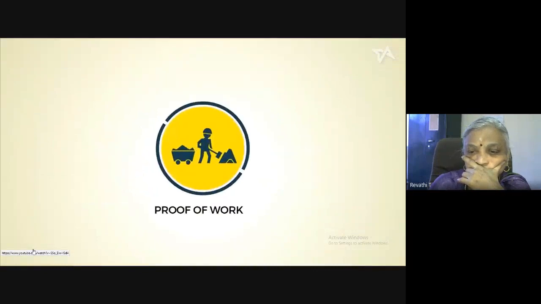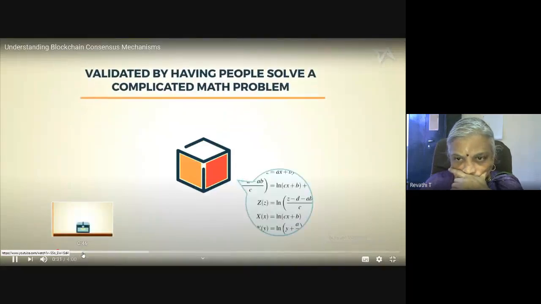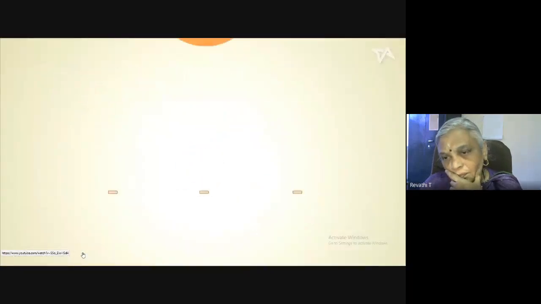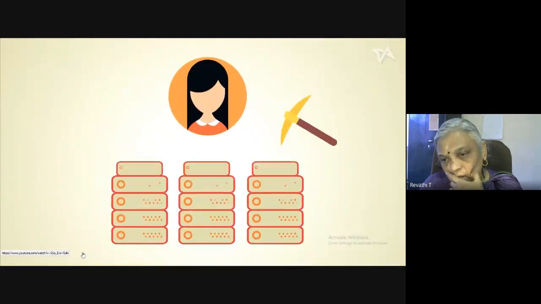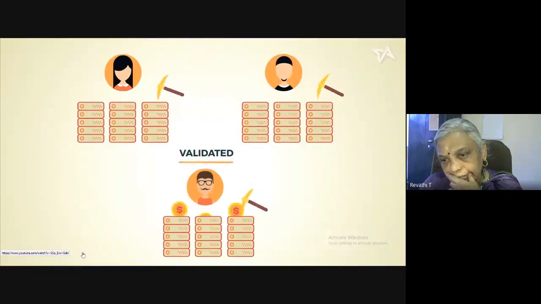First, let's take a look at proof of work. In a proof of work system, transaction data is stored in blocks, validated by having people solve a complicated math problem attached to it. This is typically done by powerful computers and is known as mining. A reward in the form of a cryptocurrency is issued to the first miner who cracks the problem.